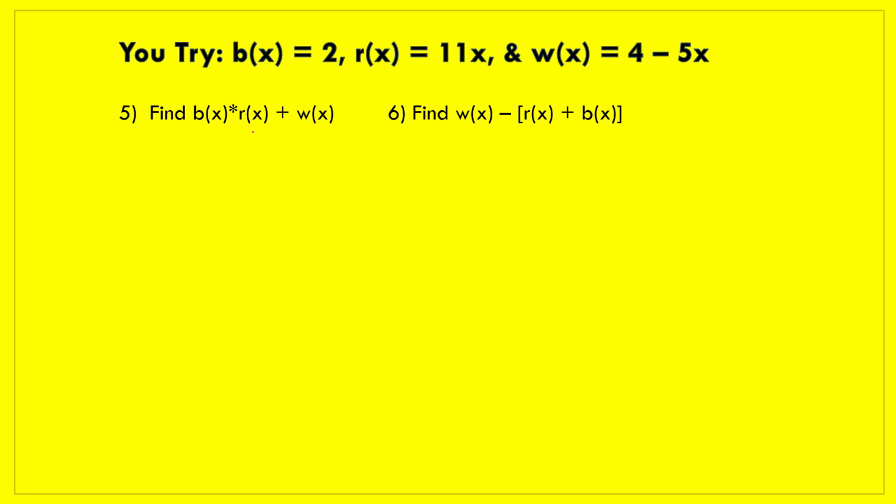All right, welcome back. We have b of x, which is equal to 2, times r of x, which is equal to 11x, plus w of x, which is equal to 4 minus 5x. So we will do our order of operations, multiplying first. 11x times 2 is 22x plus 4 minus 5x. Order of operations, we're going to combine like terms. 22 minus 5 is 17x plus 4.